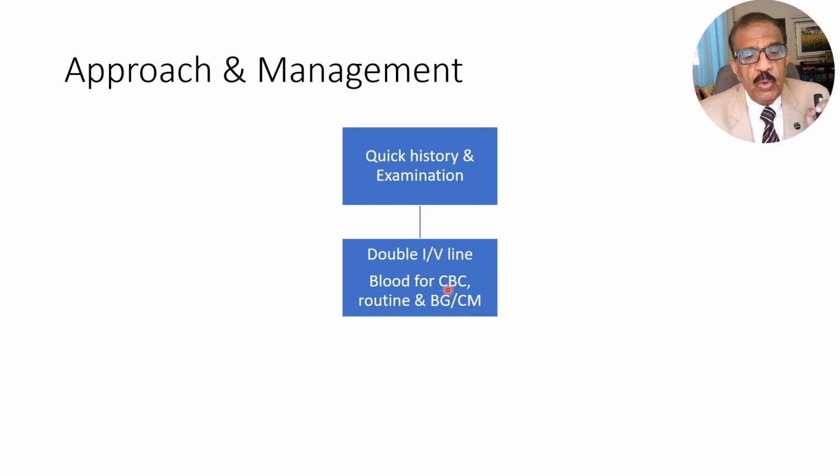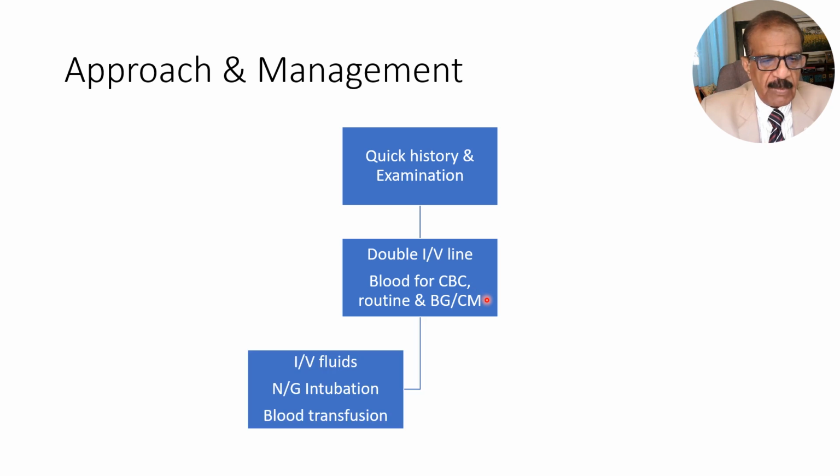Of course, I told you initially CBC might not show the drop in Hb, but you will repeat it and then you will know the exact picture. But if somebody has already dropped in Hb, then of course the condition is very serious. Now, the first line of treatment, actually everything is done in parallel. It's hard to tell which one is the first thing to be done.